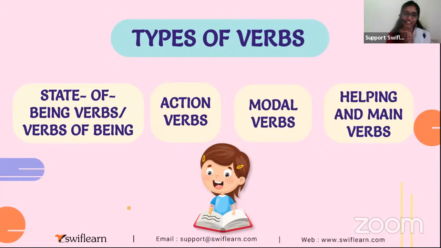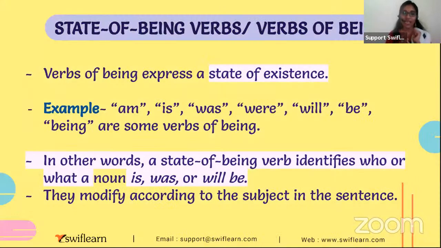The second type is called the action verbs. The third one is called the modal verbs. And the last one is called the helping and the main verbs. Okay, fine. We'll move on to the first type, the state of being verbs.